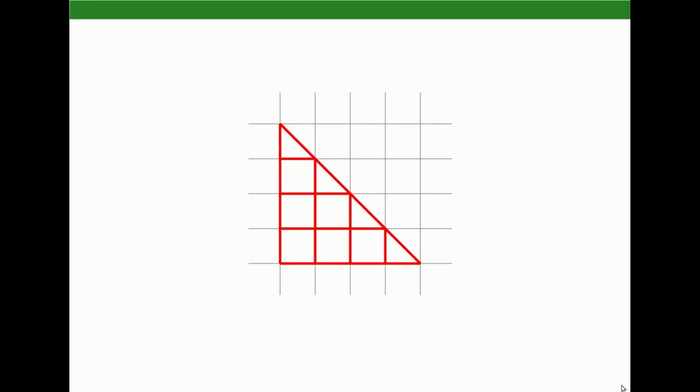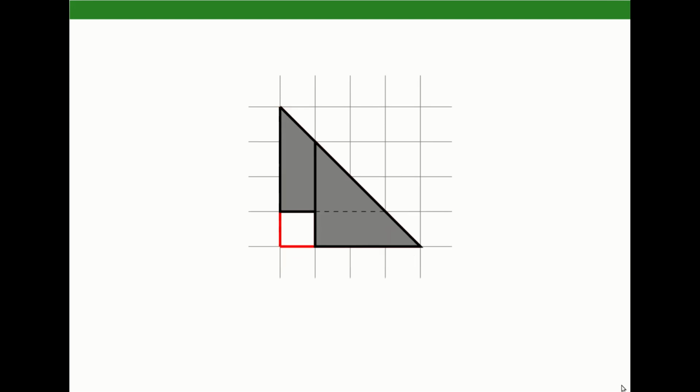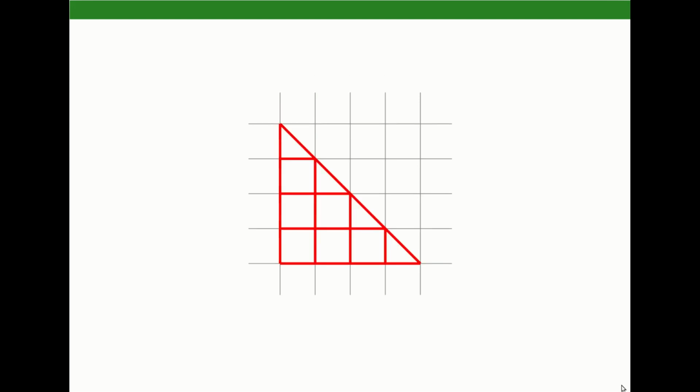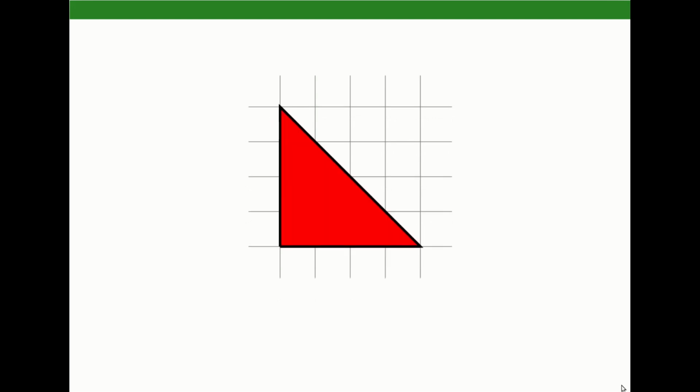Next comes counting the triangles that are half of a 3 cross 3. So here, as you can see, we have 1, 2. Only 2 triangles that are half of a 3 cross 3 square. And now for the number of triangles that are half of a 4 cross 4 square. There is only 1 triangle that is half of a 4 cross 4 square.